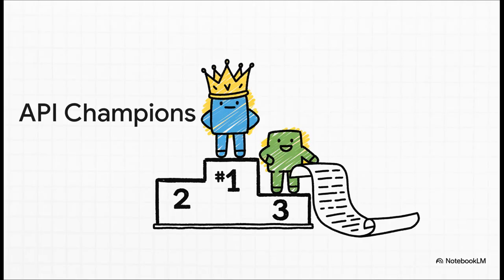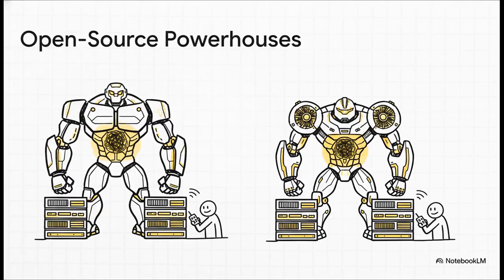So if you've got the budget and you just want the easy button for top-tier quality, the API champions are for you. OpenAI's 3 large is pretty much the king of the hill right now for all-around performance. And for very specific tasks like retrieval augmented generation, or RAG, Voyage AI is an absolute beast, especially with its massive context window.